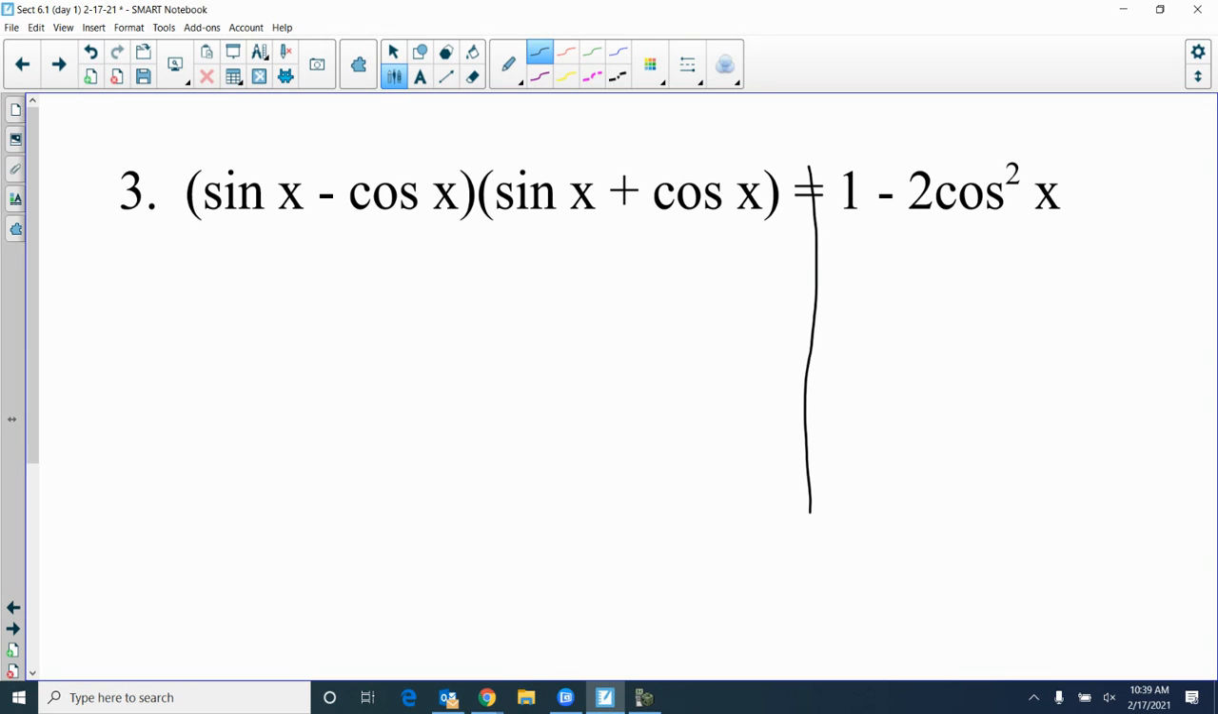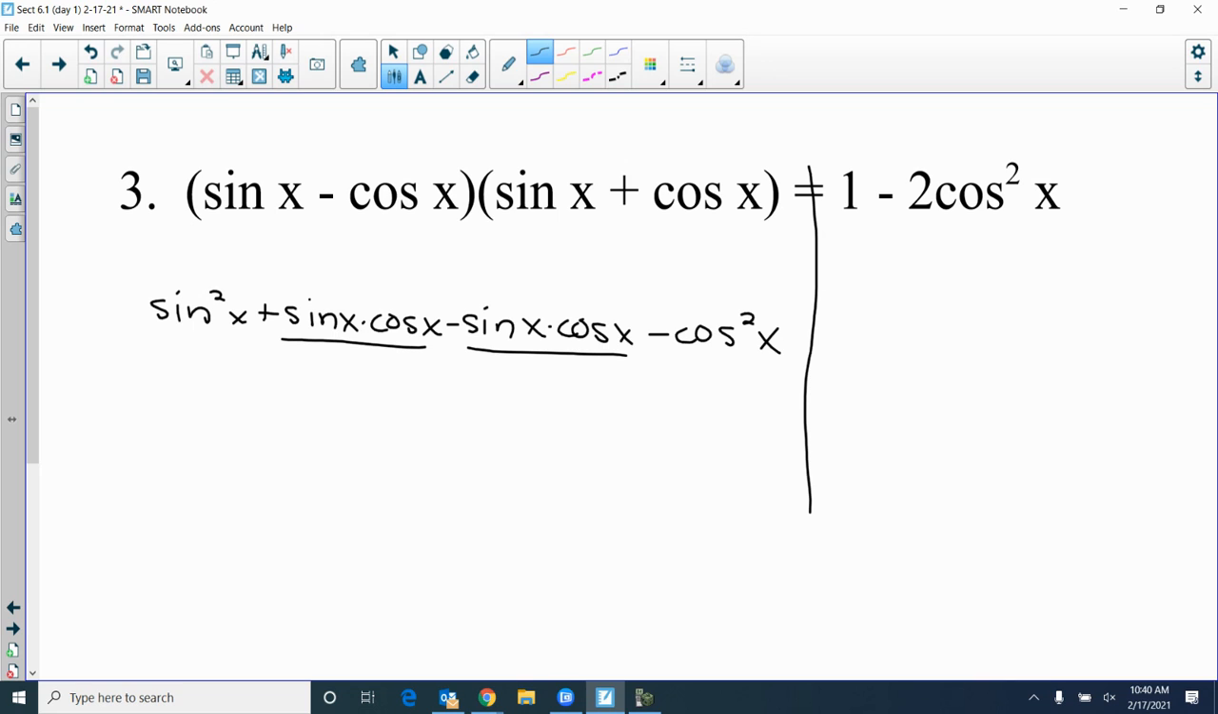Sine squared times sine of x is sine squared x. Sine of x times cosine of x is plus sine of x times cosine of x. Then minus sine of x times cosine of x, minus cosine squared of x. All right, simplify it as best you can. What happens to those two middle terms? They add up to 0 because you got sine of x cosine of x minus sine of x cosine of x. So I should have sine squared x minus cosine squared x.